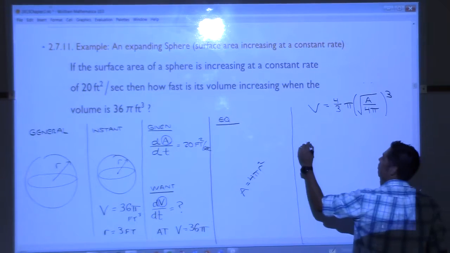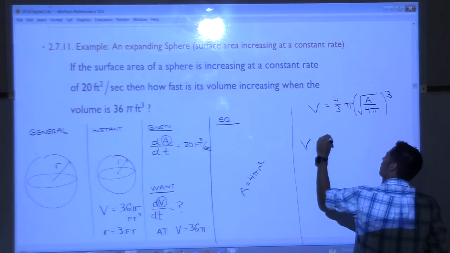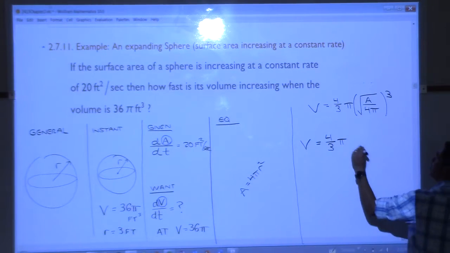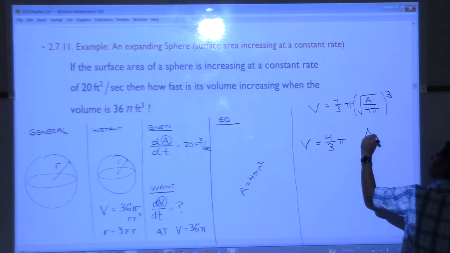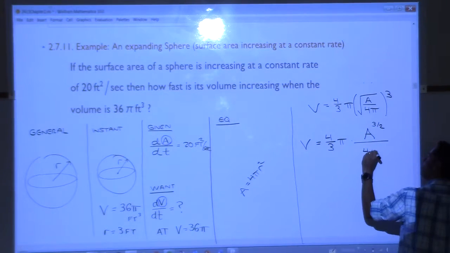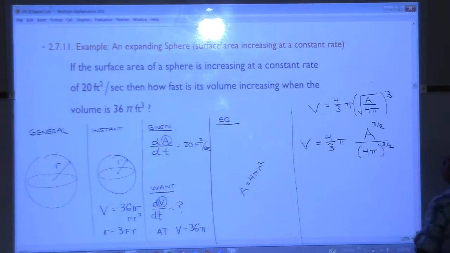So I'm going to rewrite it one more time. Okay, watch what I do here. This is going to be A to the 3 halves over 4 pi to the 3 halves. Let's see if that makes sense. What did I do there? Yeah, square root on top and bottom, and then when you take a square root and cube it, you get 3 halves, 3 halves. All I'm trying to do right now is clean things up.